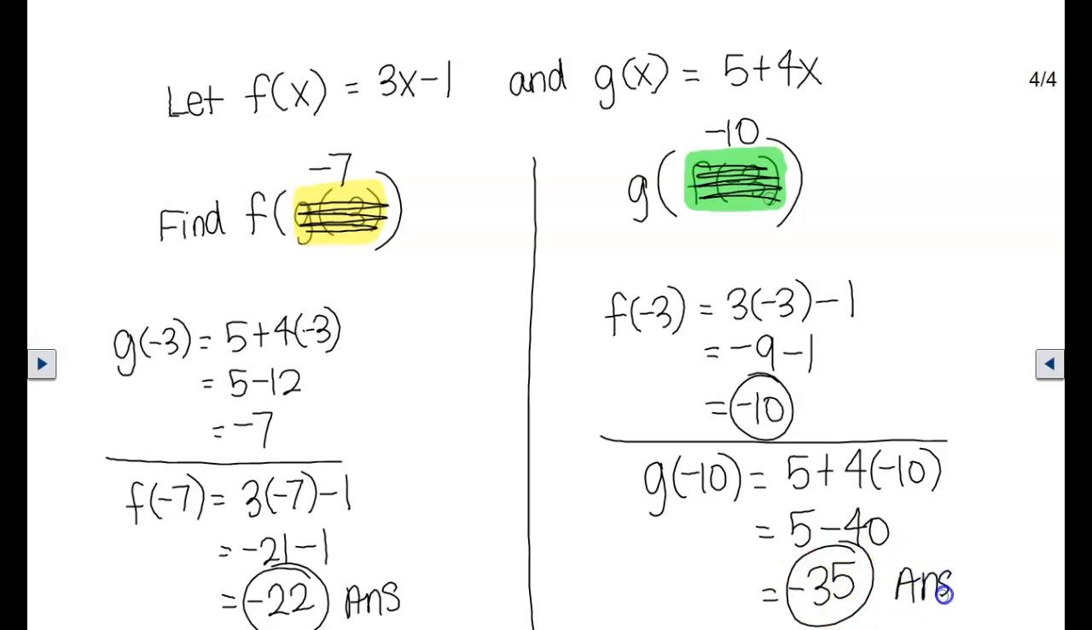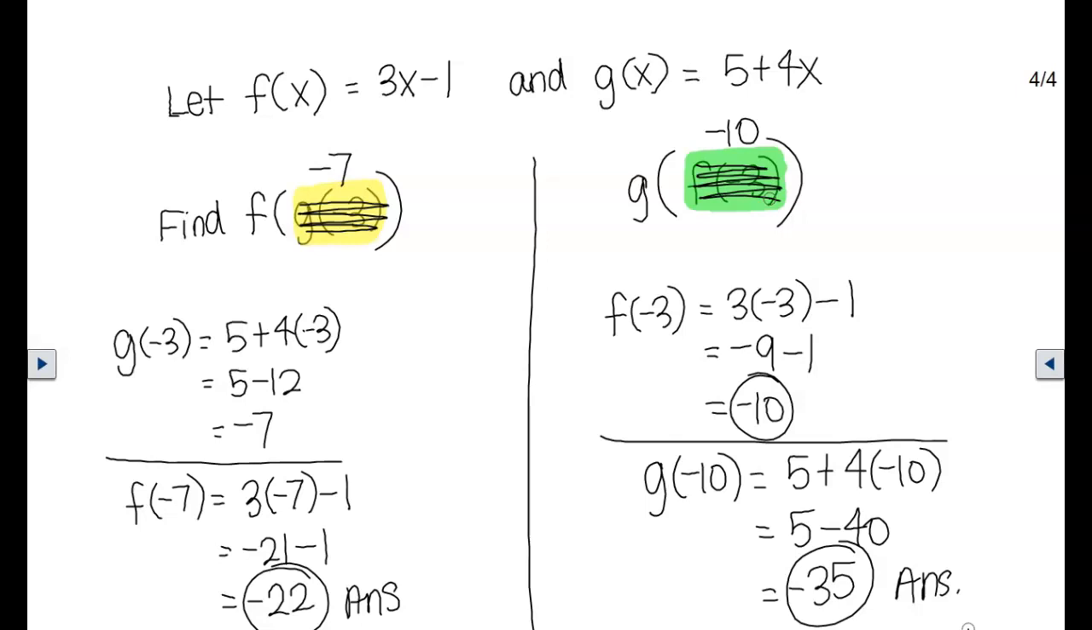Now what I want to point out here is the answers are different. So order matters when you're doing composition of functions. So do the functions in the order that they're written, working from the inside of the problem out. So composition of functions is nothing more than a way to combine multiple functions. And we do that by applying them one after the other.